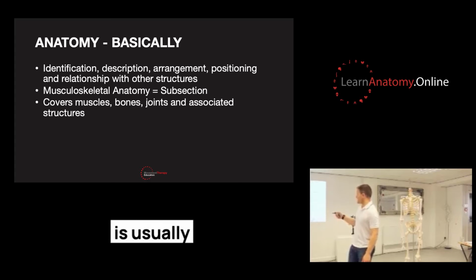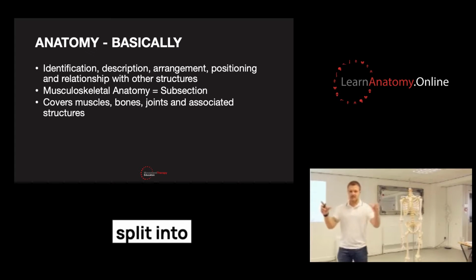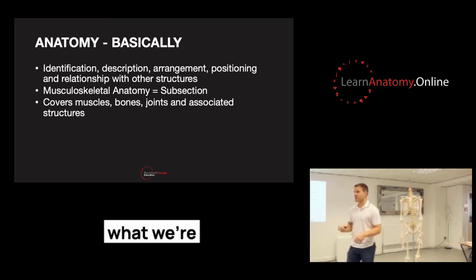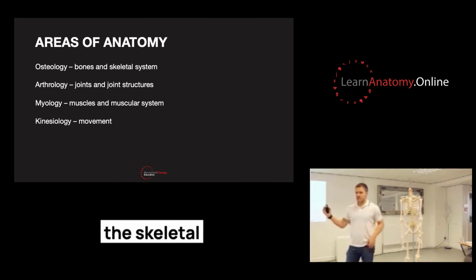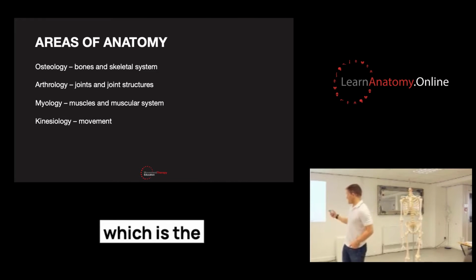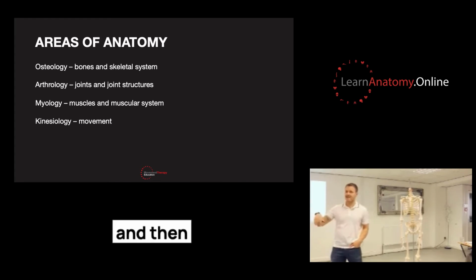Musculoskeletal anatomy is usually split into subsections for different areas, and that's what we're going to do. So these are the areas that we're going to be looking at. Osteology, so the bones and the skeletal system. Arthrology, which is the joints. Myology, the muscles. And then kinesiology.